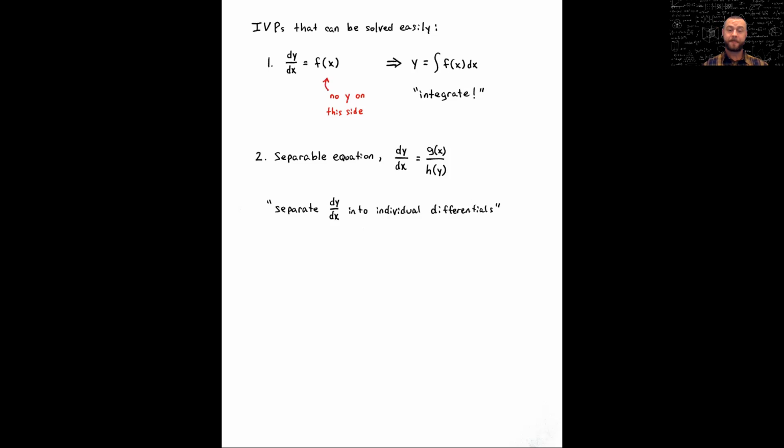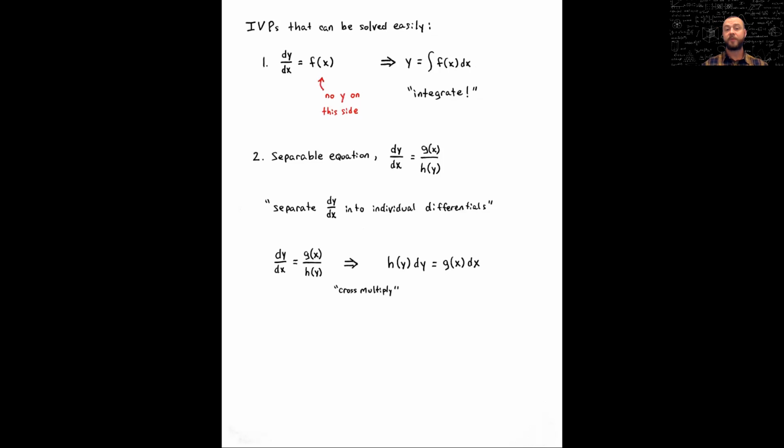So we're going to separate that derivative into individual differentials, dy and dx. And that's where the name separable comes from. Now, what does splitting up the derivative into individual differentials do for us? Well, take a look at the form we gave right above for a separable equation. If you think of all the quantities in there as parts of fractions, we're going to cross multiply. So we'll multiply both sides by h of y, and we'll multiply both sides by dx.